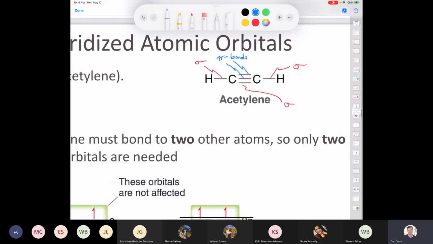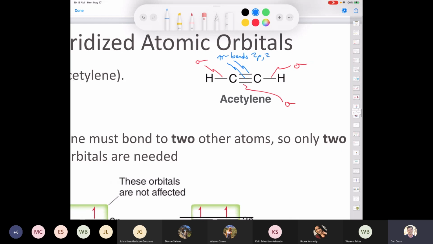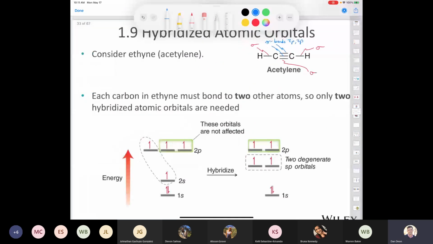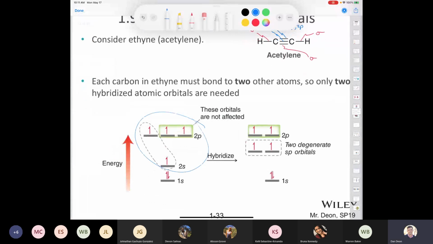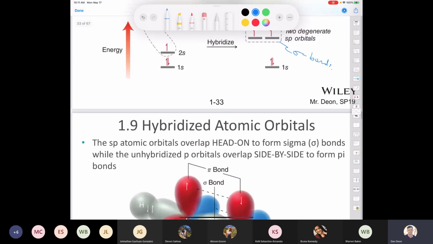So we need 2 unhybridized 2p orbitals. Right, we need a 2p and a 2p, each one with an unpaired electron. So how would we do that? We have our excited electron into the 2p. We only need to hybridize 2 orbitals to make an sp, or 2 sp orbitals that are degenerate. And then we have the 2p's left over, right? The 2p's are the ones that are going to make the 2 pi bonds. And then you have these sp orbitals, which are the ones that are going to form the sigma bonds. Like that. And there you go.